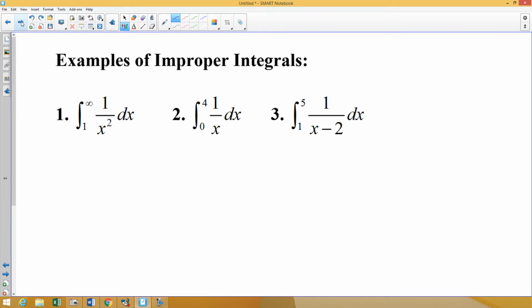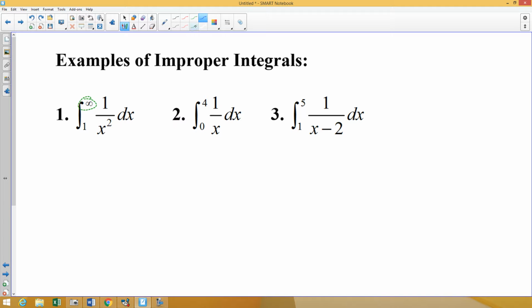So a few examples of integrals that would be considered improper. This first one is the most obvious kind, because looking at this, there is clearly an infinity for the limit of integration, so that's talking about end behavior or horizontal asymptotes in this case. So that one would be improper. The other two are a little more hidden because on the surface they look like normal antiderivatives.